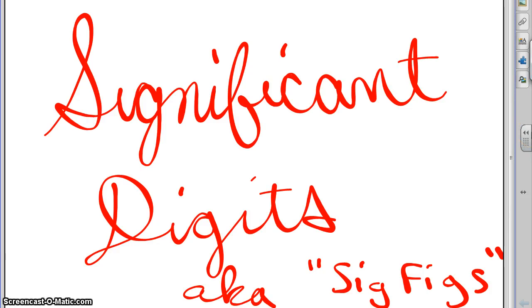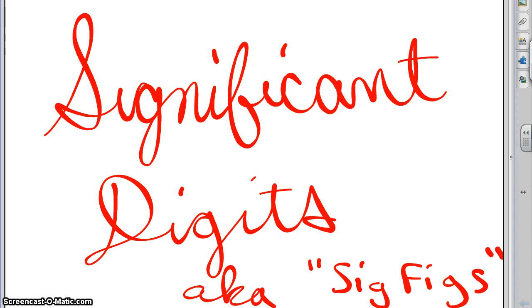This lesson we will learn how to count significant digits. So now that we've measured things, we know that sometimes when we measure things we have estimated numbers and we have measured numbers, and we also have placeholders, things that weren't really measured. Things that are not measured or estimated, placeholders, are not considered to be significant digits. So we need to know how to count significant digits.